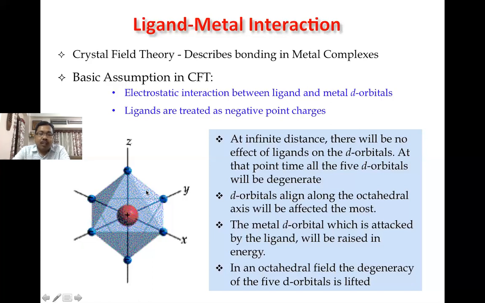But the d orbitals which are lying in between the axes, means which are not directly in the direction of the ligand approach, will not be affected that much, and hence their energy will be a little bit lower as compared to those orbitals which are present directly in the direction of the ligand.